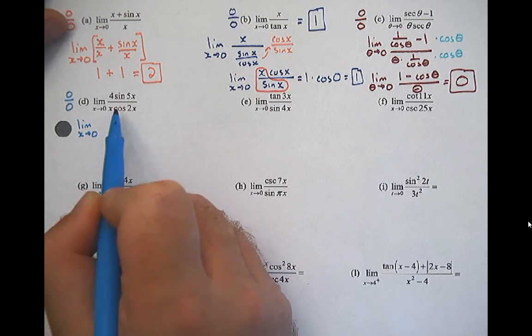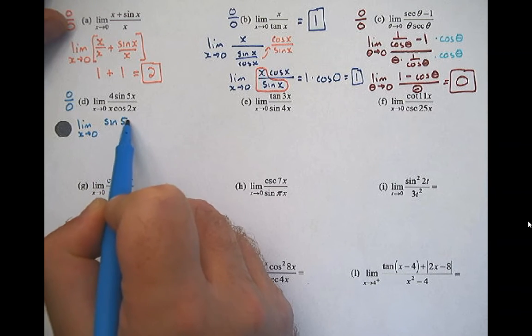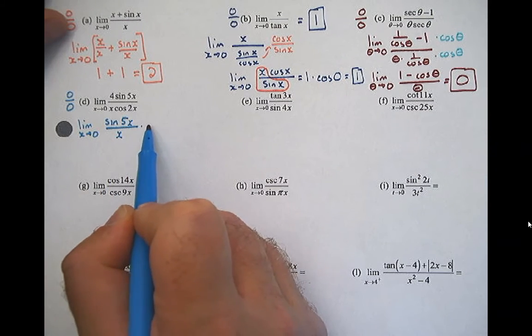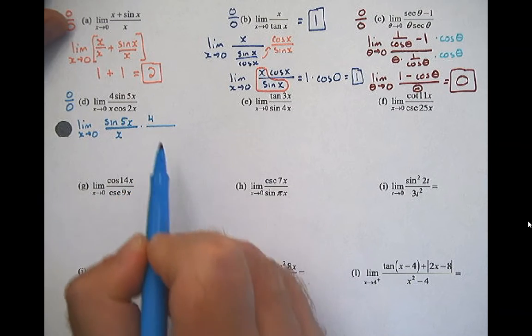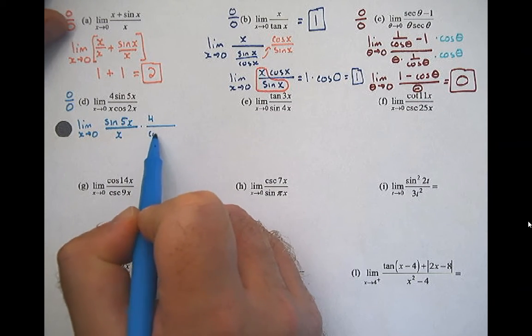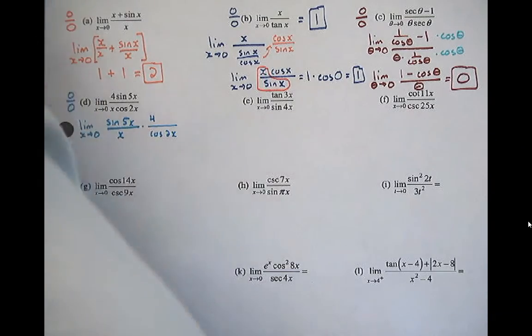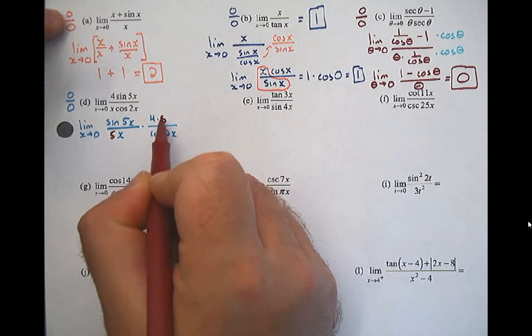I'm going to put out front here what I want. I like sine of 5x, and I want this to be a 5x on the bottom. So I've got the x times by, now I just keep track of what else I had. I had a 4 here, and then I've got a cosine of 2x on the bottom. Okay, so I need that denominator to become a 5, so I'm going to put a 5 here. The cost for that is to put a 5 there.